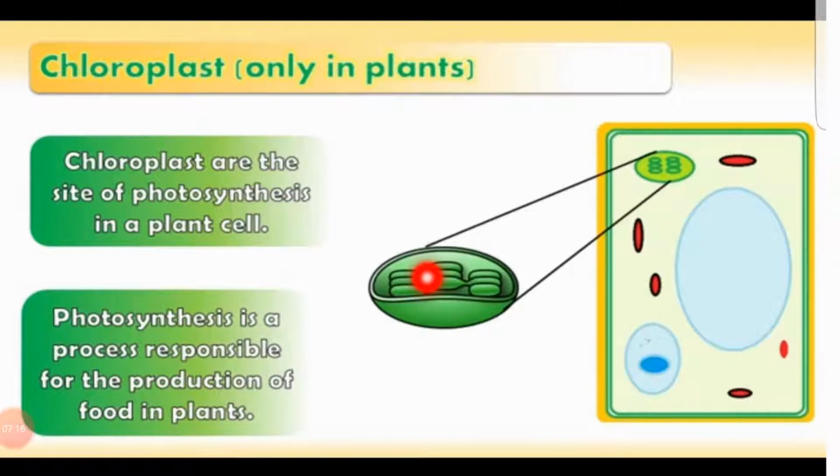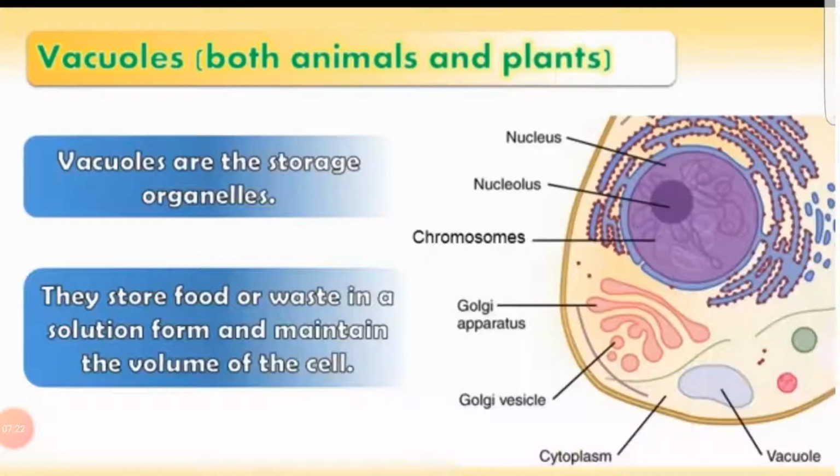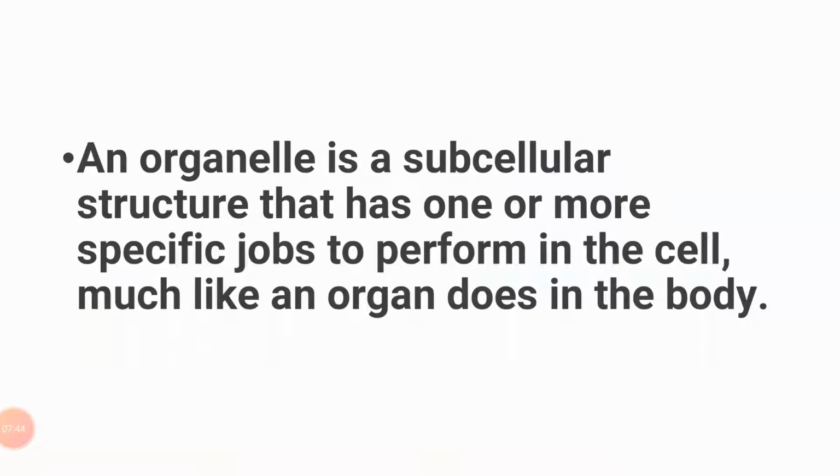Chloroplasts are responsible for the photosynthesis process and they are present only in plants and absent in animal cells. Next thing is the vacuoles. They are the storage organelles, as they store food or waste in solution form and maintain the volume of the cell. As we have already discussed, the single large vacuole is present in the plant cell but many smaller vacuoles are present in animal cells.